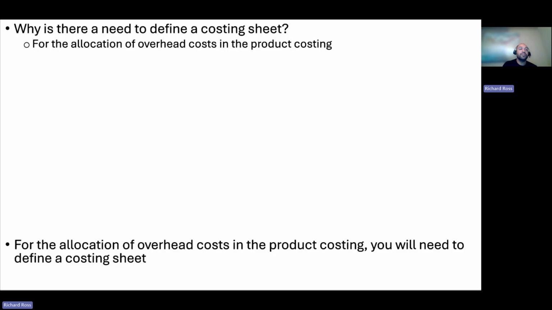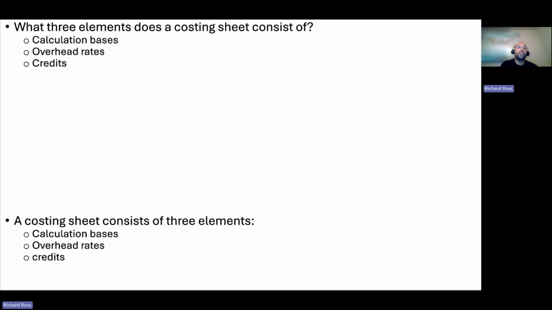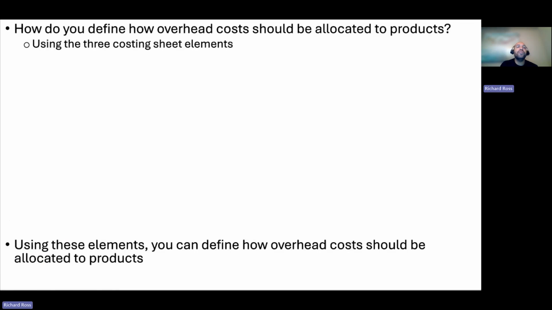Costing sheet. Why is there a need to define a costing sheet? For the allocation of overhead costs in the product costing. What three elements does a costing sheet consist of? Calculation basis, overhead rates, and credits. How do you define how overhead costs should be allocated to products? Using the three costing sheet elements.